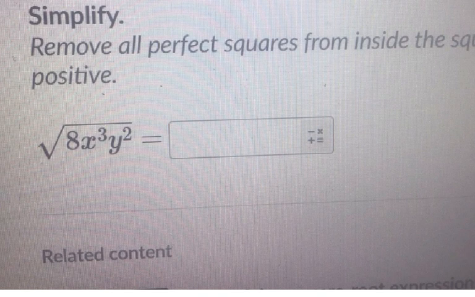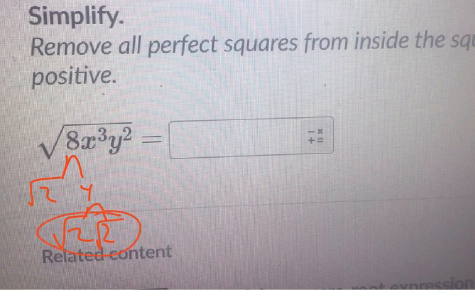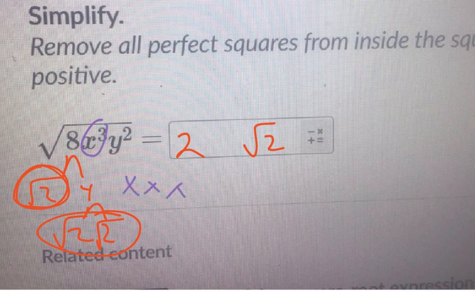Okay, let's try one more here. So this time I know 8 is 2 times 4, 4 is 2 times 2. Remember, these are all baby square roots. If I take 2 of them, I make a regular 2. This extra one stays square root 2. Now what about x^3 here? Well, 2 of them make an x. This extra x here stays as a square root.